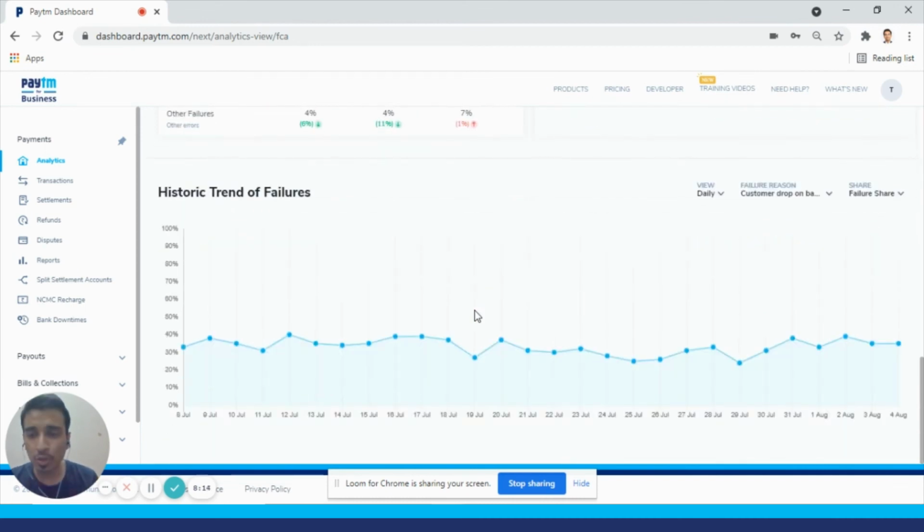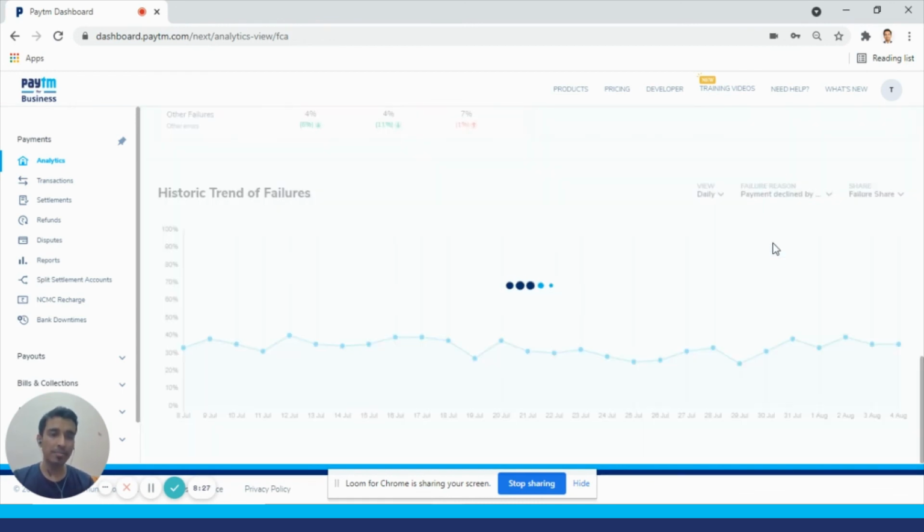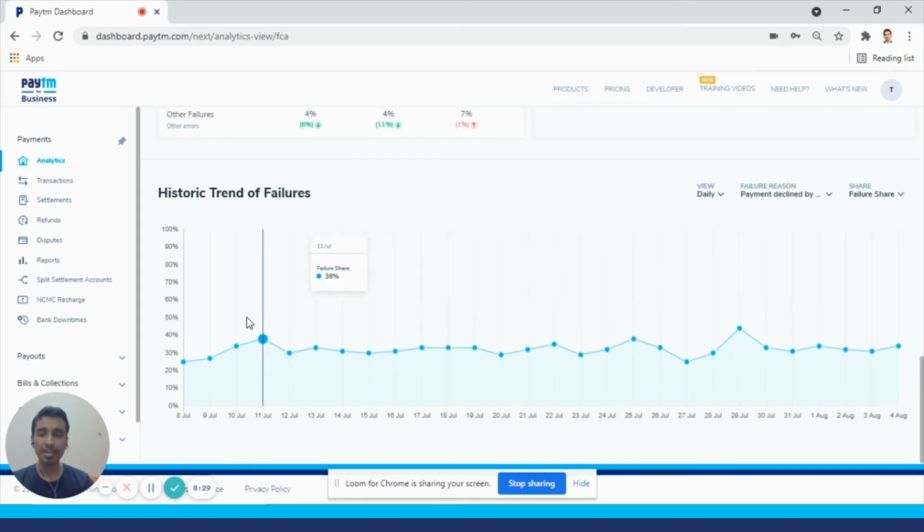What a merchant can also do is see the failure share of a particular failure reason by choosing it from the failure reason dropdown. As you can see here, the top failure reasons for this particular merchant for credit card transactions have already been listed here. I can choose any one of them and see how those failure reasons have changed over the previous time periods.